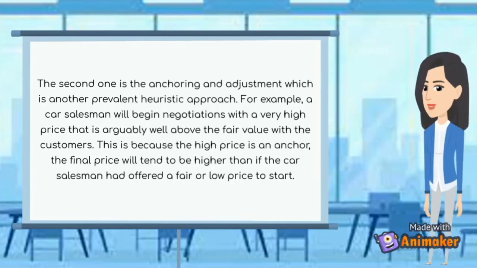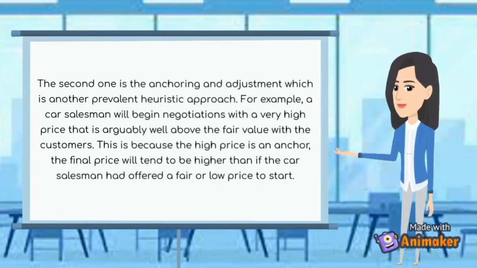The second one is anchoring and adjustment, which is another prevalent heuristic approach. For example, a car salesman will begin negotiations with a very high price that is arguably well above the fair value with the customers. This is because the high price is an anchor. The final price will tend to be higher than if the car salesman had offered a fair or low price to start.